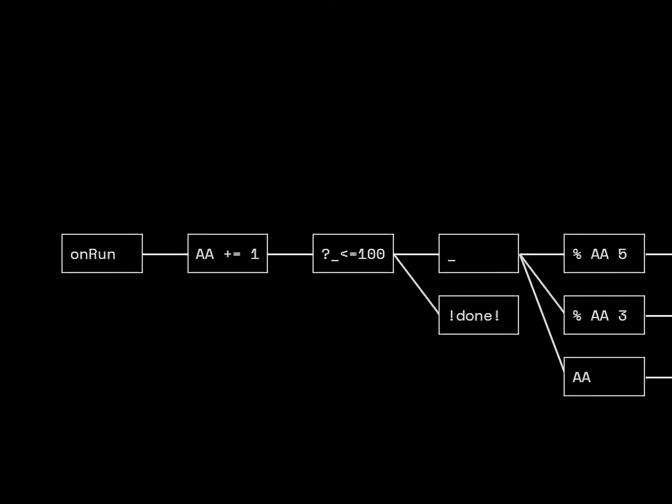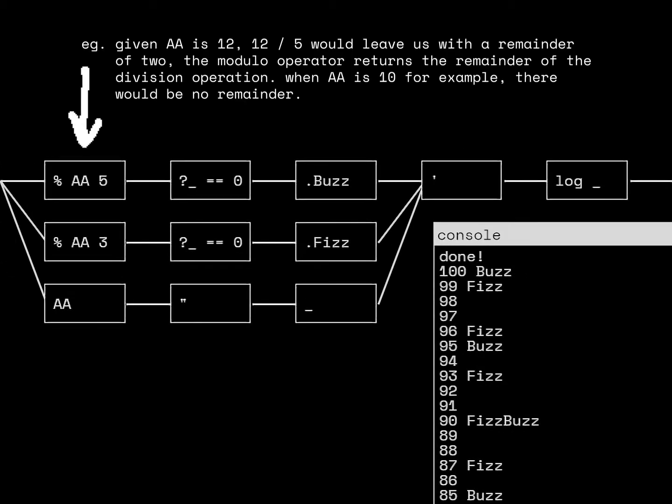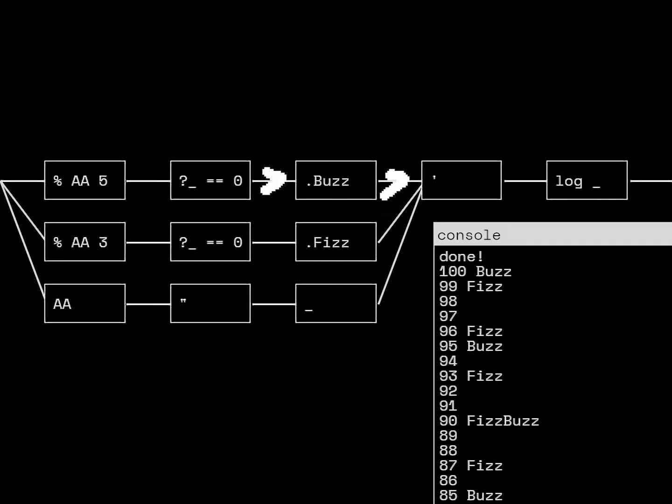Well, when the application is run, it increments the register AA. When incrementing an undefined register, it is just set to the incrementing value. If that value is less than or equal to 100, we will continue running the program, otherwise print done to the console. Now if AA is equally divisible by 5, then we write a value for buzz.